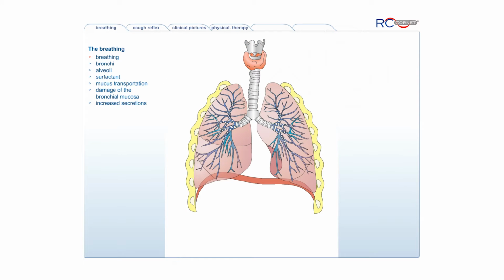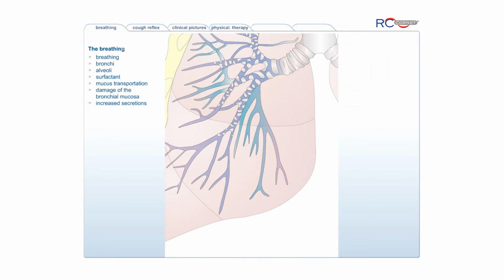As the figure shows, the bronchial tubes become increasingly smaller. After 24 divisions, they end up in the air sacs, alveoli. The alveoli are, see red circle, connected by pores.